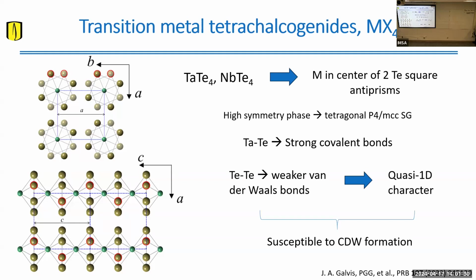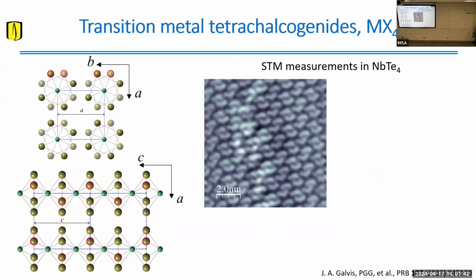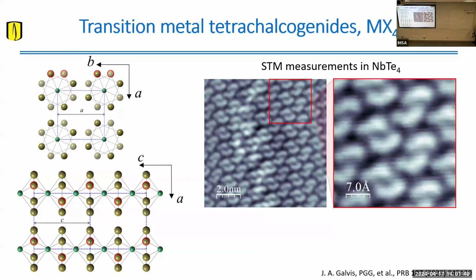So because it is a quasi-1D system, it's susceptible to the formation of a charge density wave, and indeed it forms a charge density wave below about 470 something Kelvin. So from very high up temperature. So these are some nice STM measurements that we took in niobium tellurium 4, in which you can actually see the periodic modulation in real space for this charge density wave.